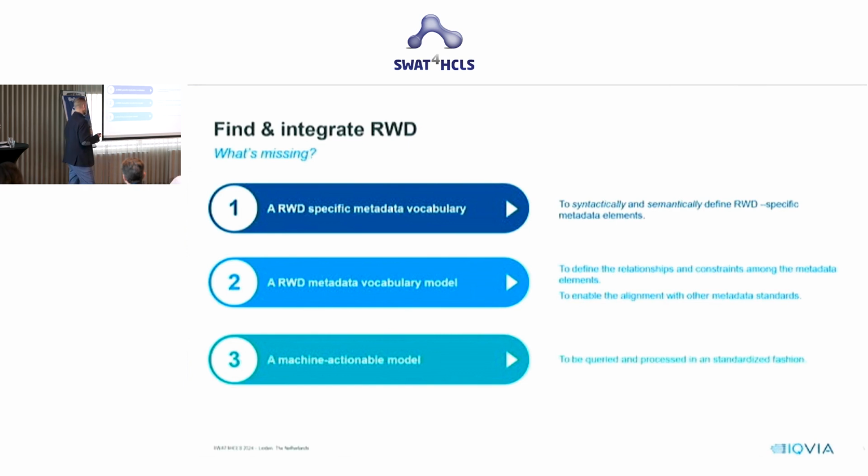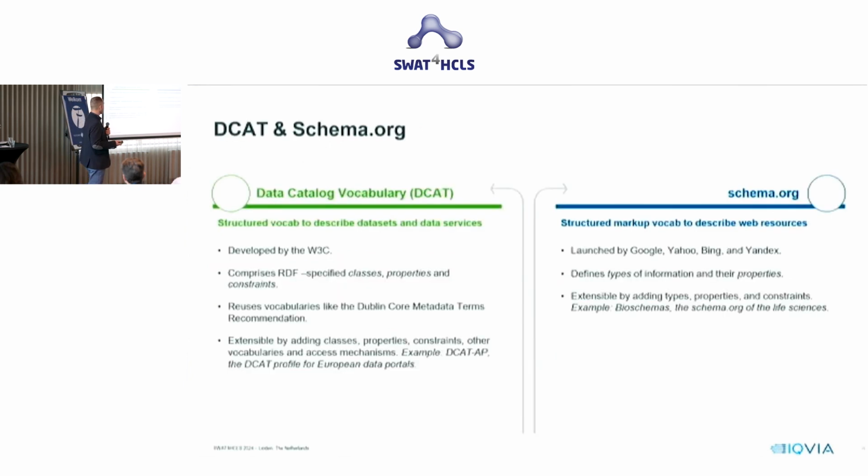So having all of this, a machine-actionable model would also allow us to query and process both the metadata and the data. And there are 2 approaches we can reuse for this purpose. On the left side, we see the data catalog vocabulary, or DCAT. It's a structured vocabulary. It was developed by the W3C, and it's used to describe data assets. So it comprises classes, properties, and constraints defined using the RDF language. It also reuses other vocabularies, like the Dublin Core one.